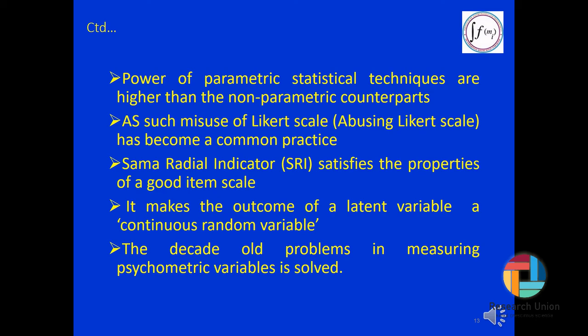Sama radial indicator satisfies the properties of a good item scale, and very easily, without needing to take several items. Even taking one item or one question for one random variable, the random variable becomes continuous. Therefore, parametric statistical techniques can be used without any problem. And as I told you earlier, Sama radial indicator has 180 response options. The neutral midpoint is also there. So the decade-old problem in measuring psychometric variables is solved.